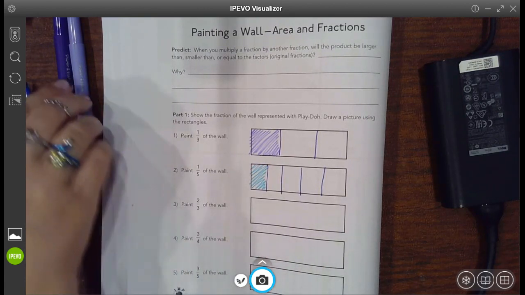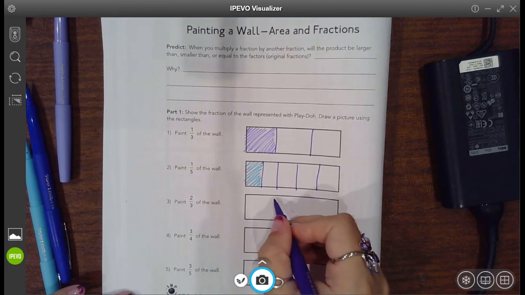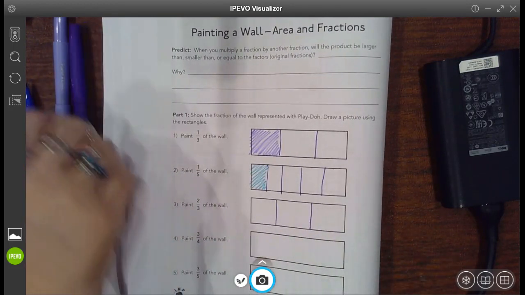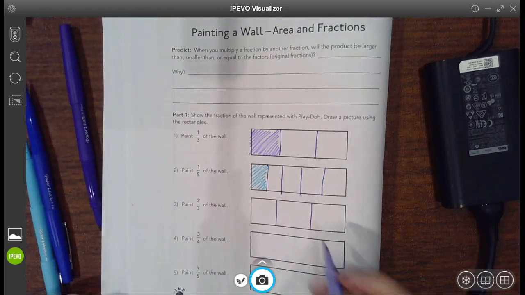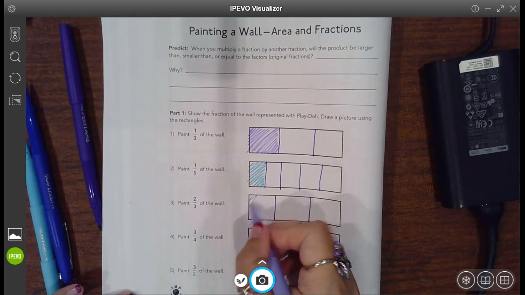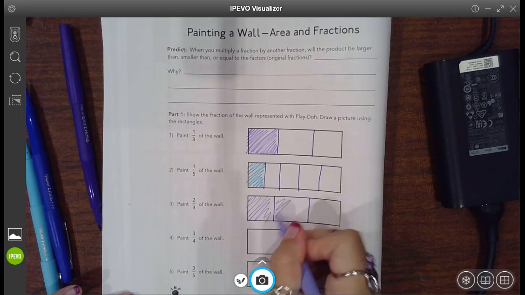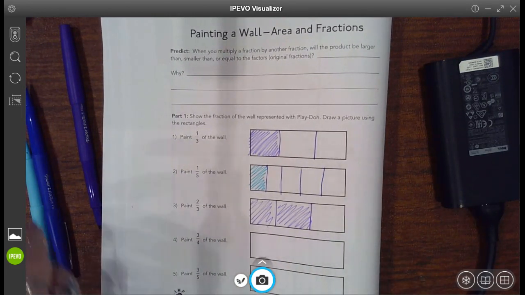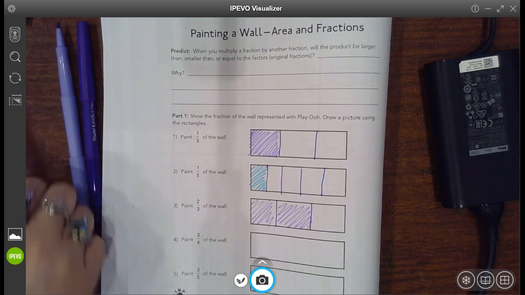What about the next one? Well, your denominator is 3 again. So let's cut it into 3 pieces. And how many of those 3 pieces do they want? Hopefully you said 2, because the numerator tells you how many of those pieces they want, okay? Now, hopefully we've caught on. So what would the next one look like?